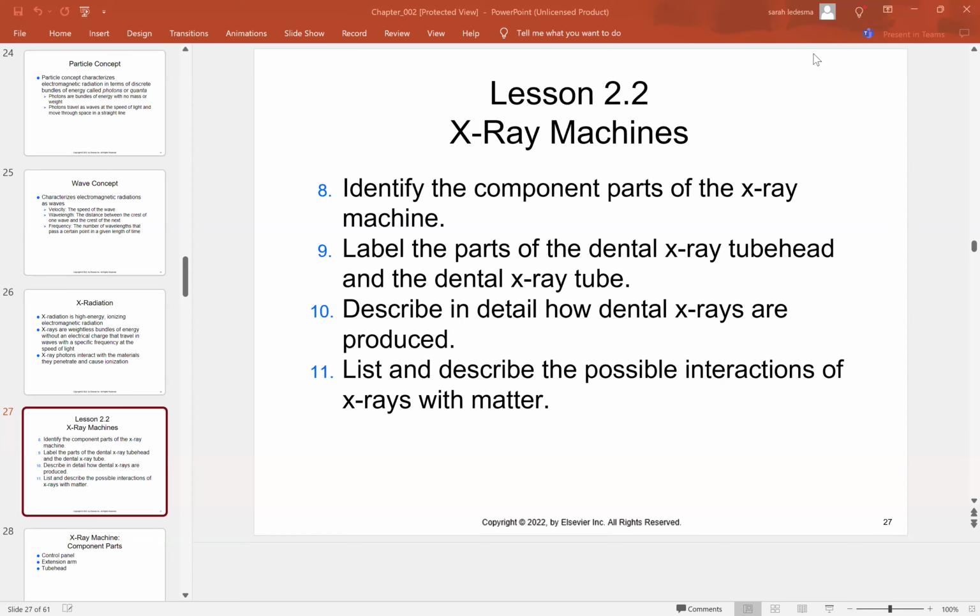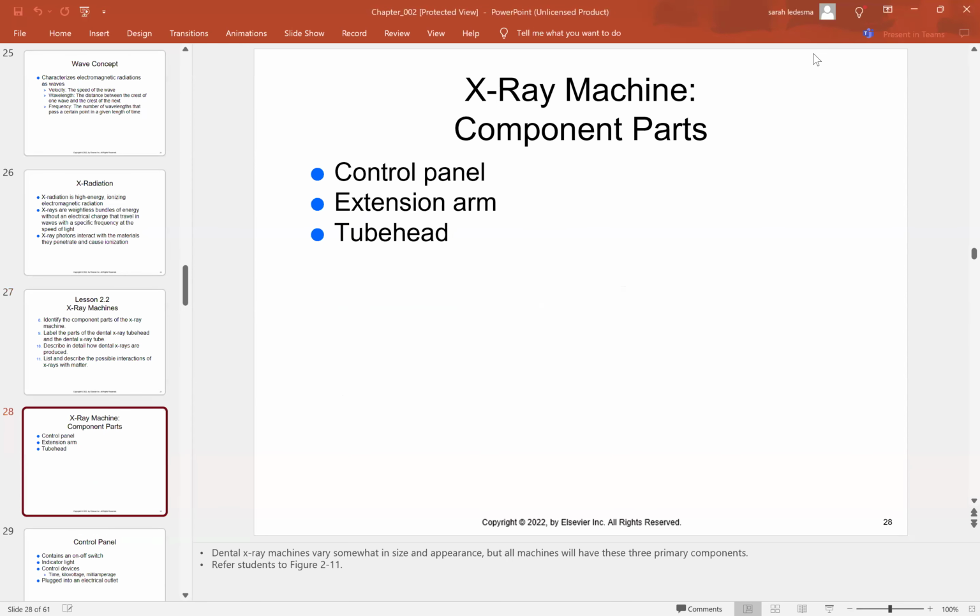Video lecture chapter 2, lesson 2.2. X-ray machine component parts: control panel, extension arm, and tube head.